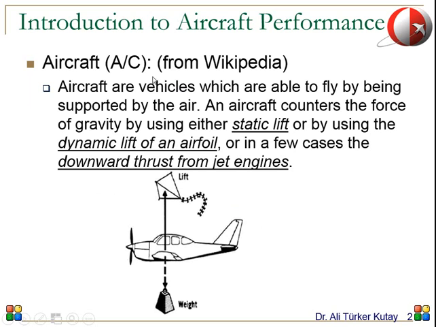You all know what an aircraft is, but let's take a look at a technical definition. Aircraft are vehicles which are able to fly by being supported by the air. An aircraft counters the force of gravity by using either static lift or by using the dynamic lift of an airfoil, or in a few cases the downward thrust from jet engines. Now let's go over this again. Aircraft are vehicles which are able to fly or move through the air by being supported by the air.